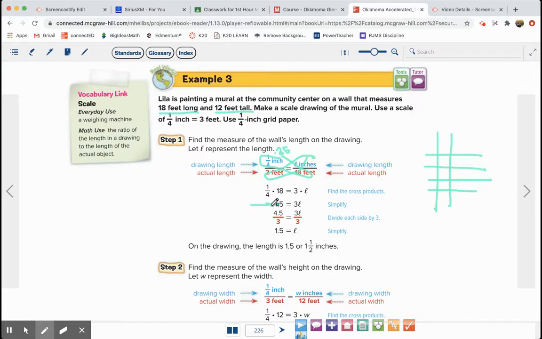From here, we still have to solve for L, the new length. So we divide both sides by 3. It cancels here. 4.5 divided by 3 is 1.5. So the scale drawing of that mural is only going to be 1.5 inches long. Or 1 1/2 inches, which would be 1, 2, 3, 4, 5, 6 squares if you were to count the 1/4 inch squares. Anyways, we're not so worried about that.